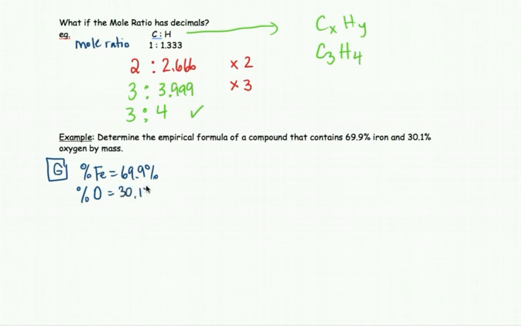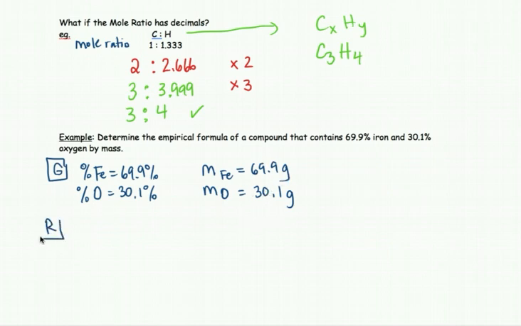We ran it through the machine. The machine told us that there's 69.9% iron and 30.1% by mass of oxygen in this compound. Again, we want to work in mass here, so we're just going to convert these to grams, making the assumption that we're using a 100 gram sample. So if we have a 100 gram sample, that's the mass that we'll have.